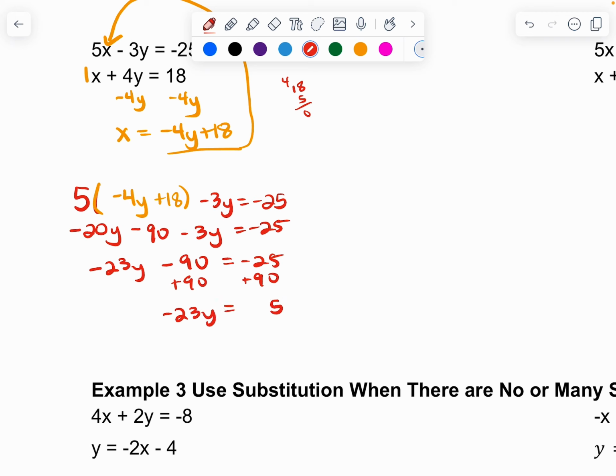Let's see. 65 divide by negative 23, and y equals... I feel like I did something wrong.